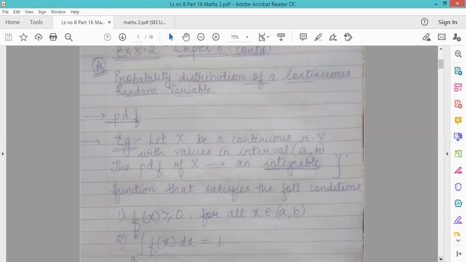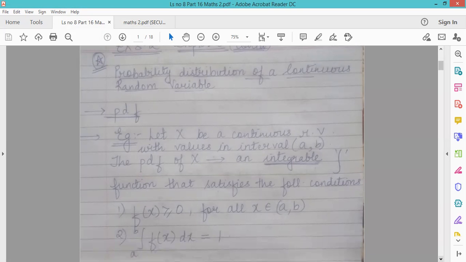So we are going to learn about PDF. What is PDF? Probability distribution function. Now for example, consider X to be a continuous random variable with values in the interval a comma b. So the probability distribution function of X can be defined as an integrable function that satisfies the following two conditions.